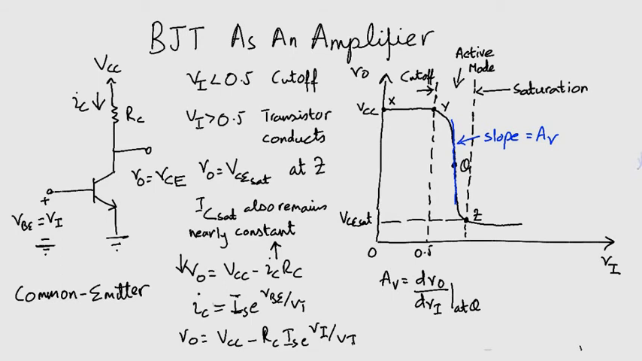So finding the derivative, we get this expression: minus bracket open VCC minus VCE bracket close divided by VT. Notice that all of these values are DC values. Why? Because we are evaluating our voltage gain at a particular point Q. Now let's move on to operation as a switch.